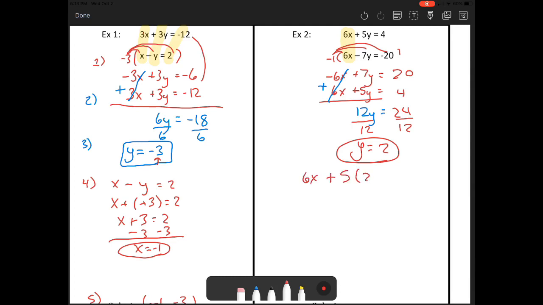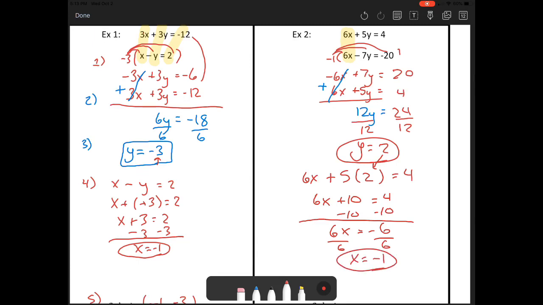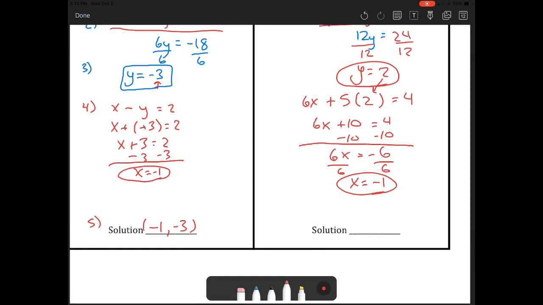So it's going to be 6x plus 5 times 2. We're dropping that into the y equals 4. So then I get 6x plus 10 equals 4. Minus 10 onto both sides, so the x is by itself. And you get 6x equals negative 6. Divide by 6 to get my x by itself. And I get x equals negative 1. Last step, we put it into a solution, and we're going to have negative 1, 2. And that's our new solution with our ordered pair.